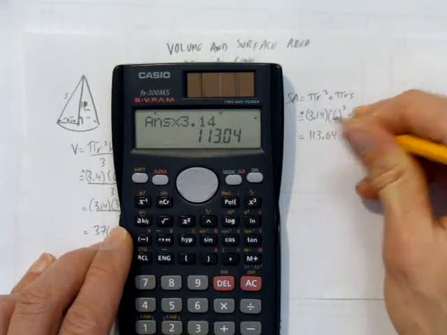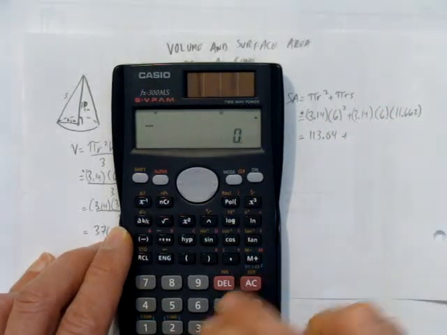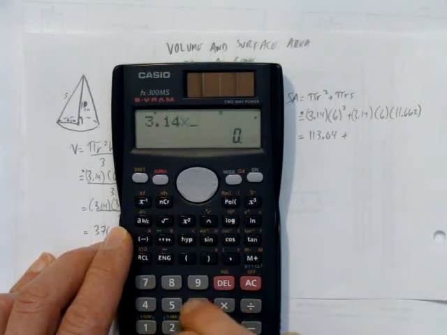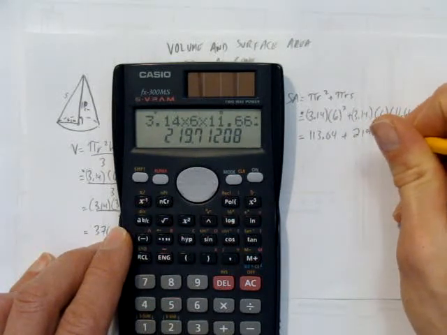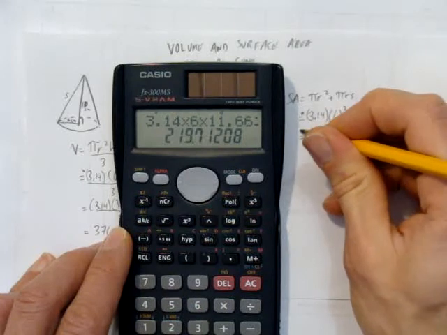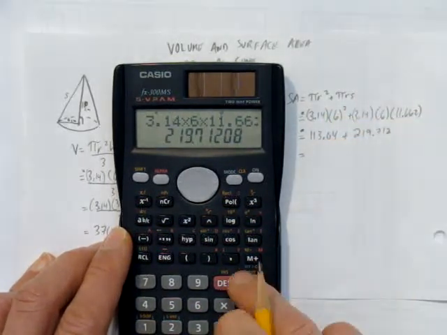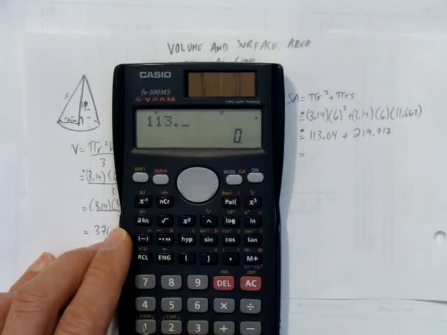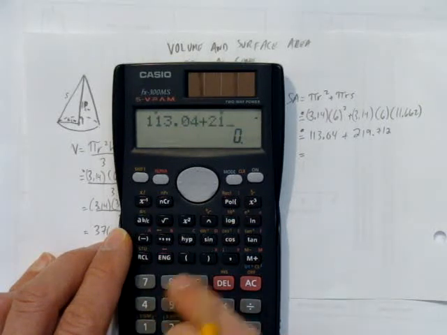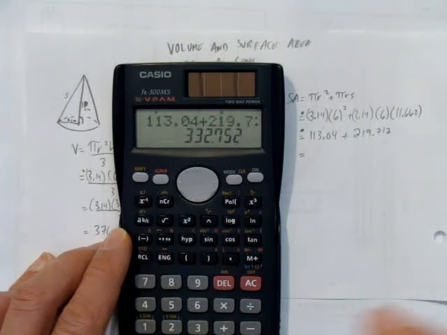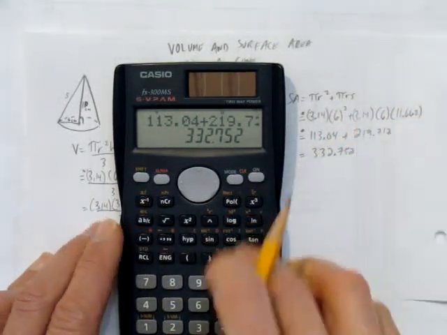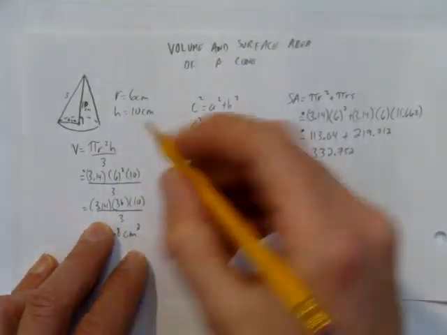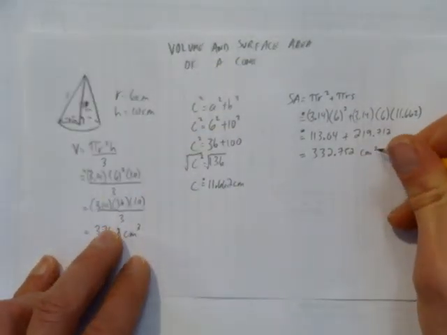That's just this first part here, plus, and now we'll do the second part, 3.14 times 6 times 11.662, and we get 219.712. I had to round here as well, so I'll put a rounding dot again. And then the final thing is just add them together. 113.04 plus 219.712, and I get 332.752. It's area, so the units will be squared, and the units were centimeters, so it's centimeters squared.